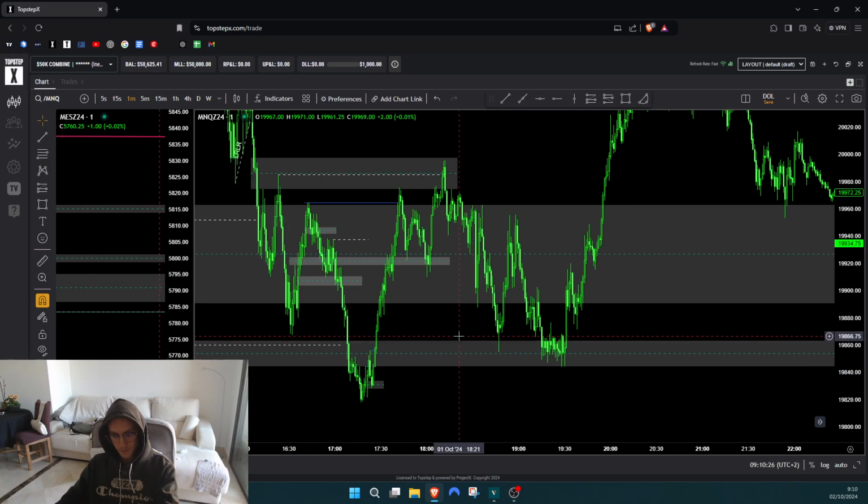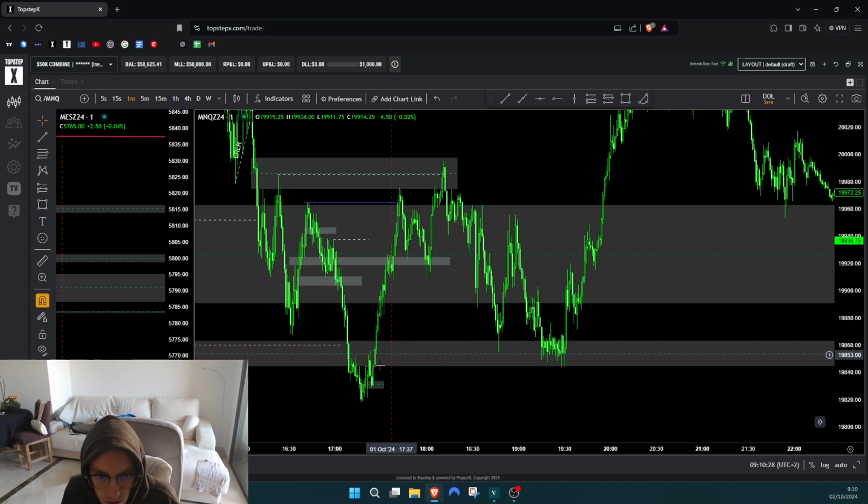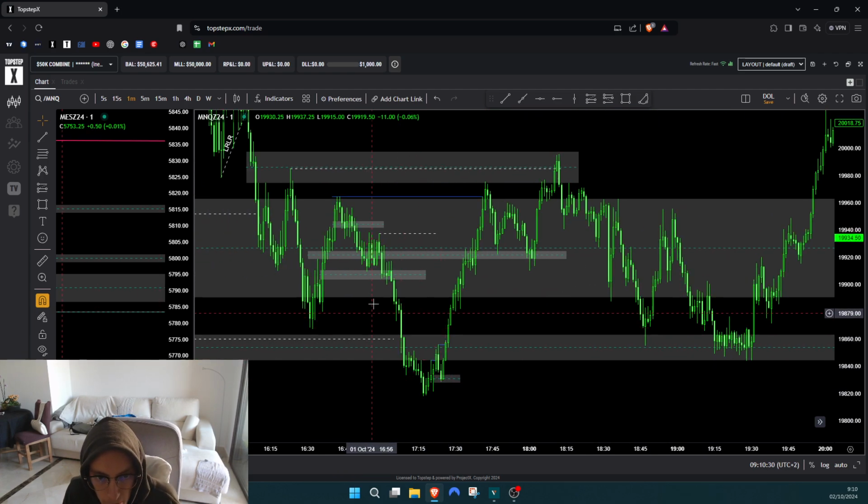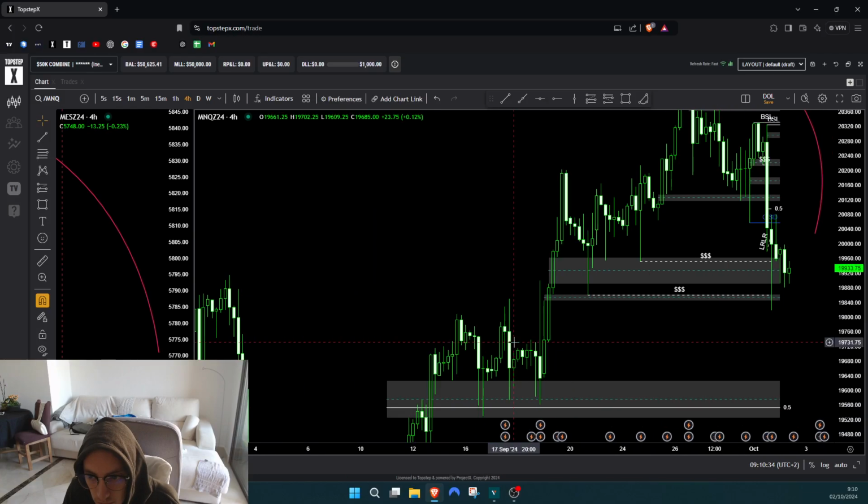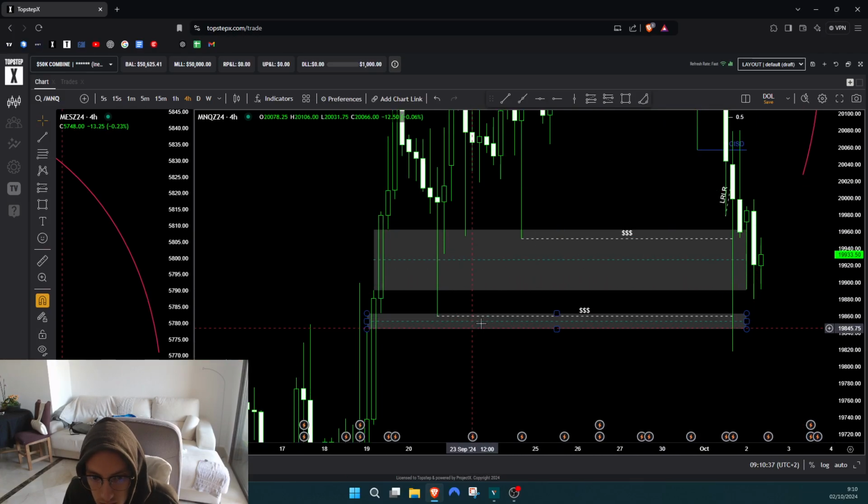So long story short, caught the bottom, tried to enter this 4 hour fair value gap, you can see over here, got stopped out. So I entered on this one and then it hit.